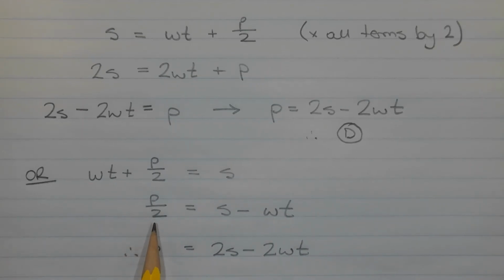Now the p is being divided by 2, so to isolate the p, we'll need to undo this division by 2 by multiplying all terms by 2. So we get p is equal to 2S minus 2wt.